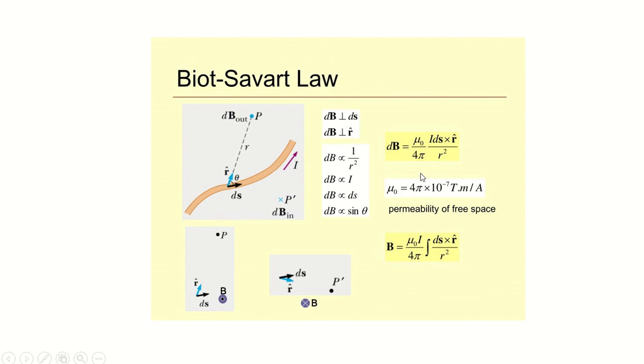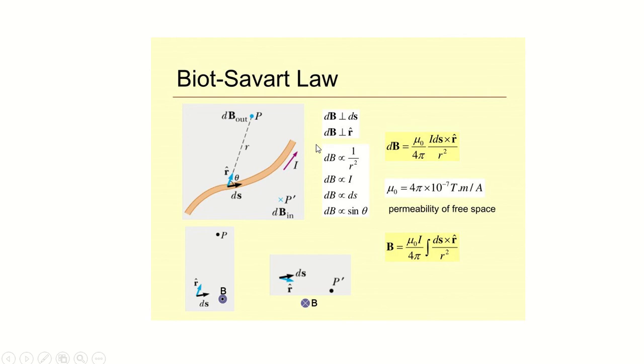So if we combine all these, then finally we get dB equal to mu naught by 4 pi, I ds cross r cap by r square. r cap is the unit vector along this distance. So dB equals mu naught by 4 pi I ds cross r cap by r square, where mu naught is the permeability of free space. This is the value.